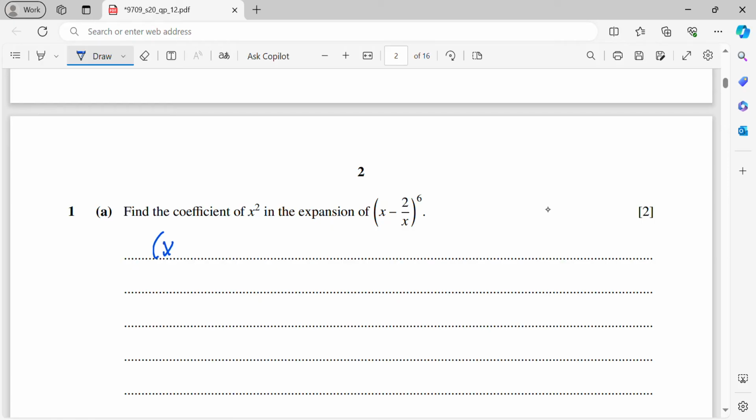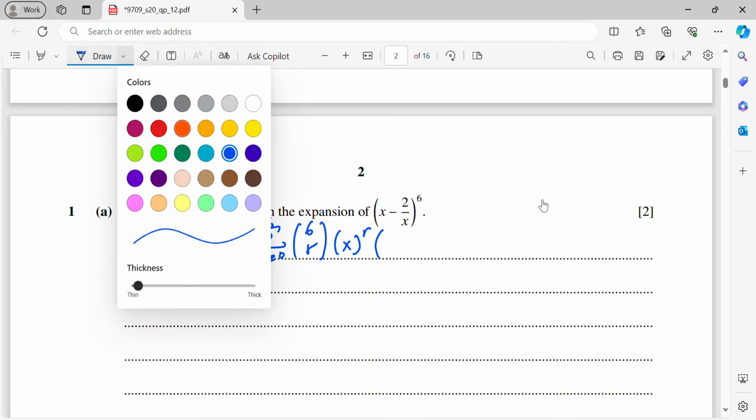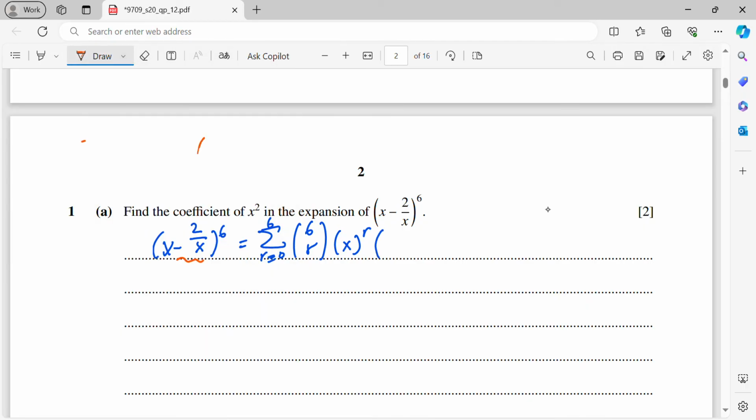So firstly, I will just rewrite the term that we need to expand and express in the general form. So it will be 6Cr, whereby the r starts from 0 until 6. We need to find the sum of all these terms. Then it will be first term x to the degree r, and then my second term is basically minus 2 over x. Okay, because the general form is (a plus b) to the degree n. Then it will be summation nCr, a to the n minus r, b to the degree r.